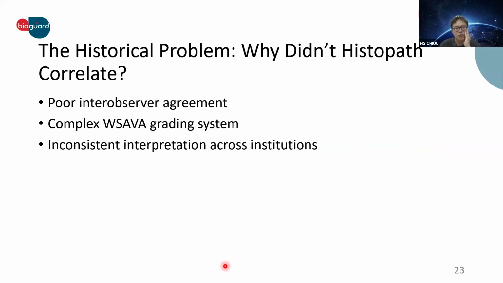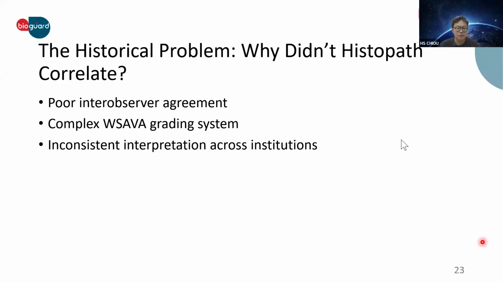Before the simplified scoring system was introduced, most of us were using the WSAVA GI standard guidelines. It was the standard reference, but over time, multiple studies showed something concerning. There was significant variability among pathologists. Two pathologists could look at the exact same biopsy and assign different severity grades. If the grading is inconsistent, then any correlation with clinical index becomes unreliable.